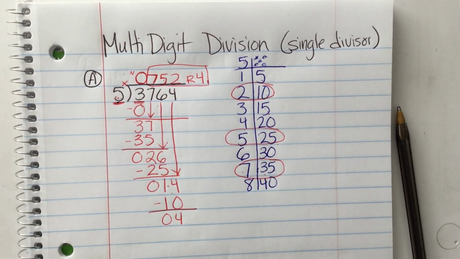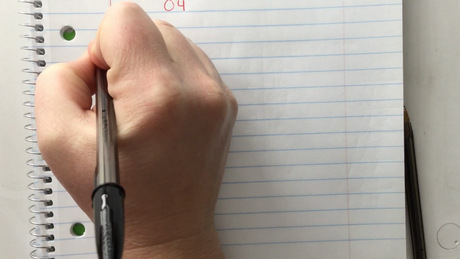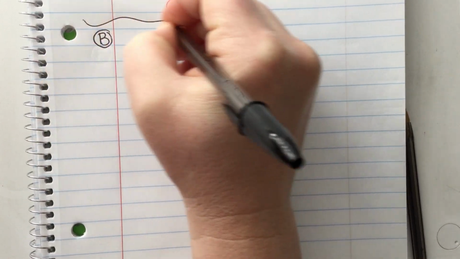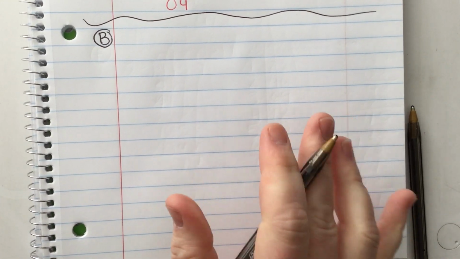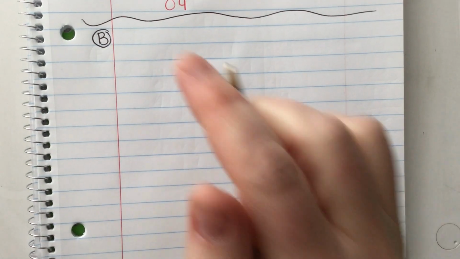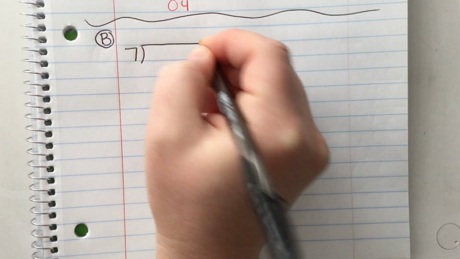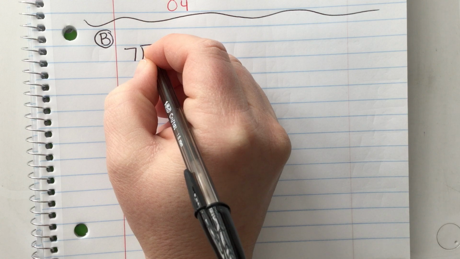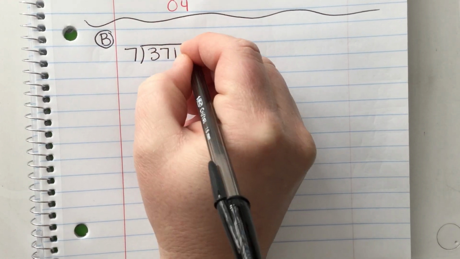Let's go ahead and try another example. Let's do B. And again, once I write the problem, if you want to pause the video and solve it and then see if you did it correctly, that's totally fine. You can use it however works best for you. So let's try 7 divided into 37,152.